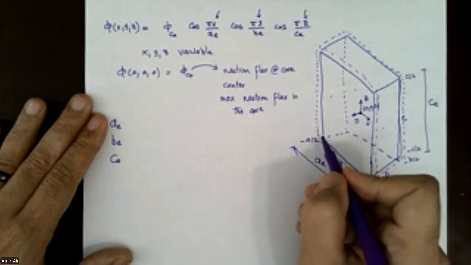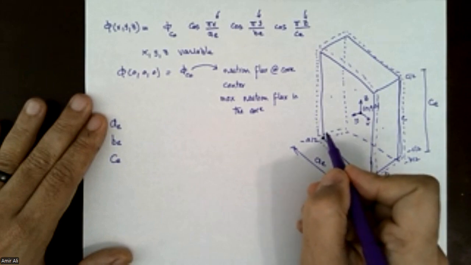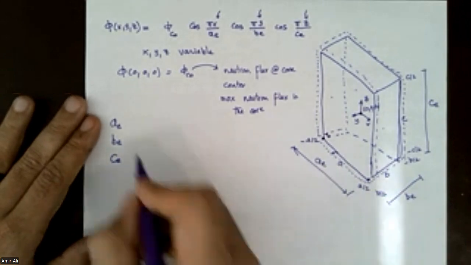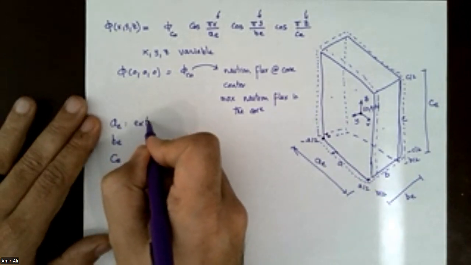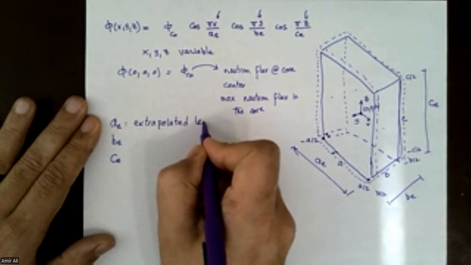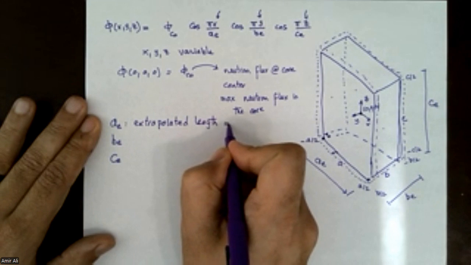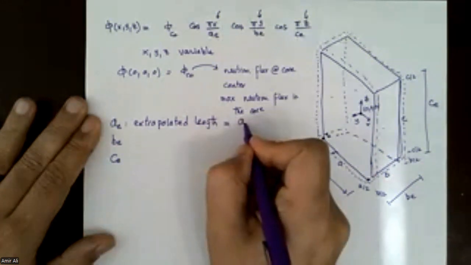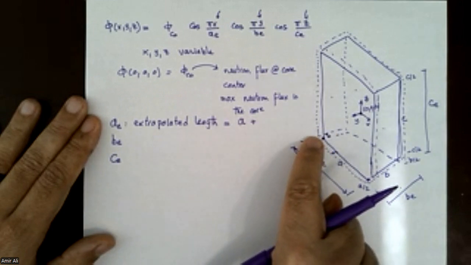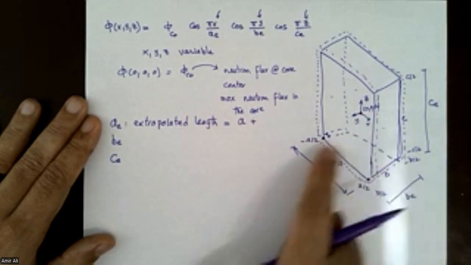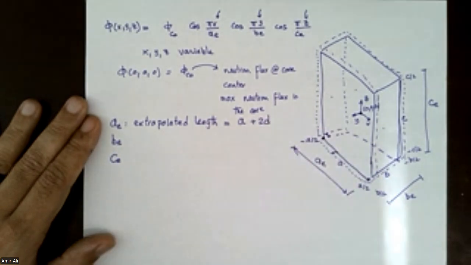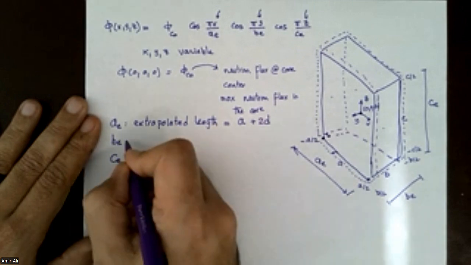Here E is considering that extension of the dashed line from all directions, which is telling me that AE, which is the extrapolated length of the reactor, should be equal to the physical boundary of the reactor A, in addition to the dashed line that will extend from this side and from this side in the x direction, which means that it's going to add 2D into the equation. Okay? Now, what about BE?